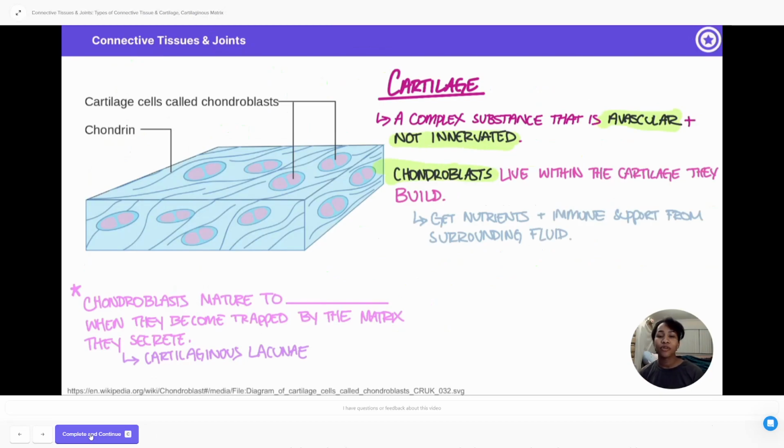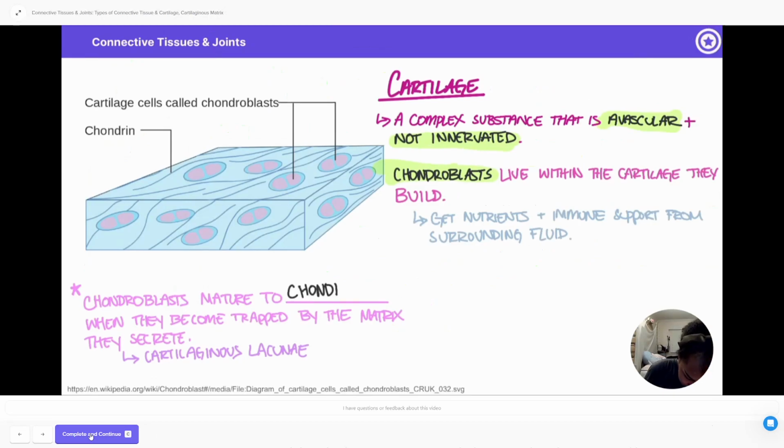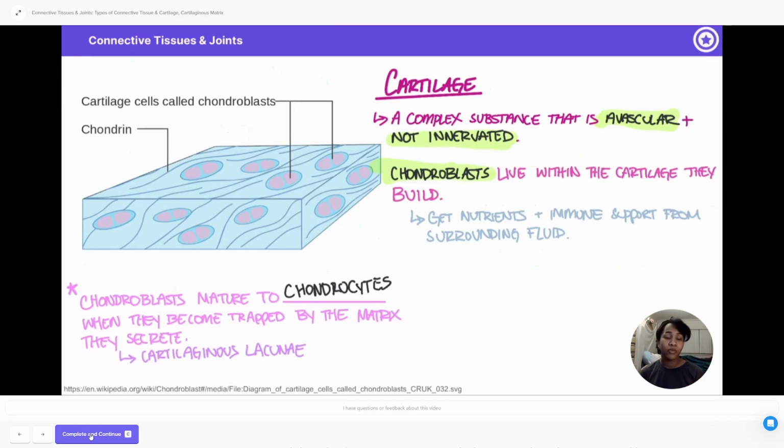And chondroblasts kind of remind me of osteoblasts. I feel like in this chapter, whenever we have any sort of blast, it's going to be something that's building. So chondroblasts are going to build cartilage, and similarly to osteoblasts, they can actually get trapped within the cartilage that they make. And when they do that, they become chondrocytes, in the same way that osteoblasts become osteocytes once they're trapped in bone matrix. And once chondrocytes become trapped, they basically take on a directorial role. They'll help direct other chondroblasts to make cartilage wherever else. And the locations where chondrocytes get trapped are going to be called cartilaginous lacunae.